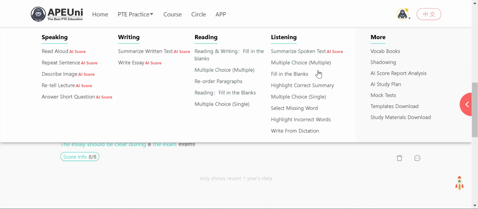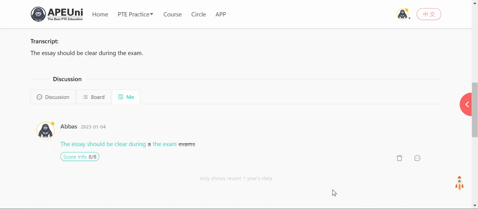And in the listening section again, fill in the blank, select missing word, and also write from dictation, I would say are the most important ones. So that was pretty much it. I wanted to let you know about the different sections and parts of the PTE exam, because for myself it was very confusing at the very beginning: what are the different parts of the exam, which ones are the most important, and these sort of things. Anyway, I hope this video helps you.